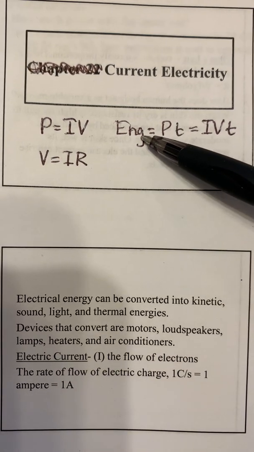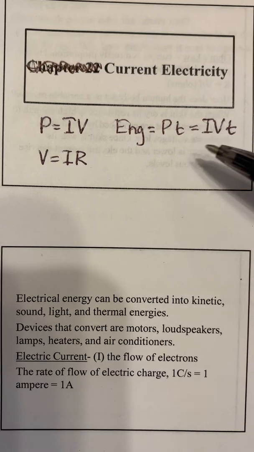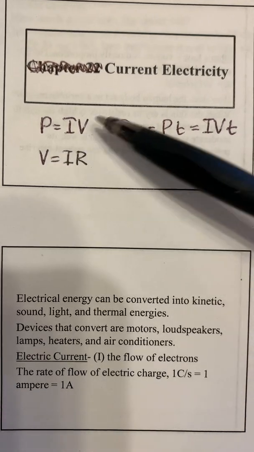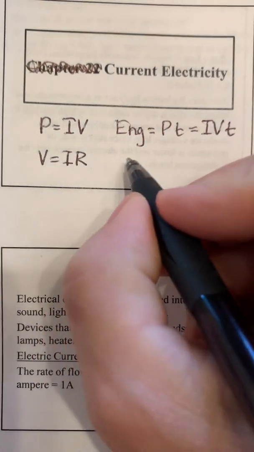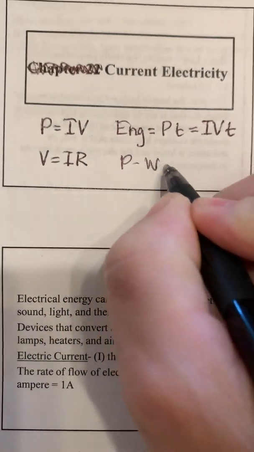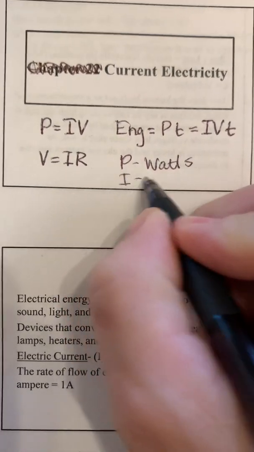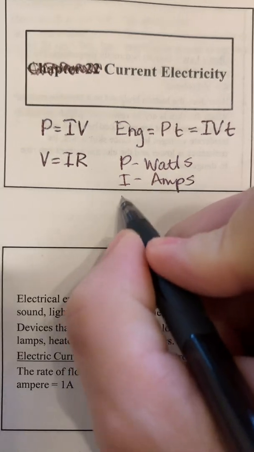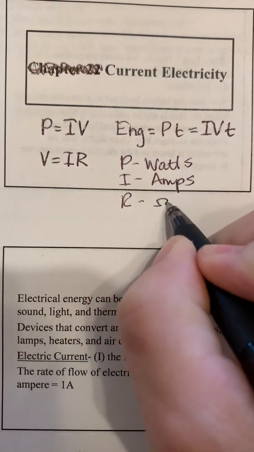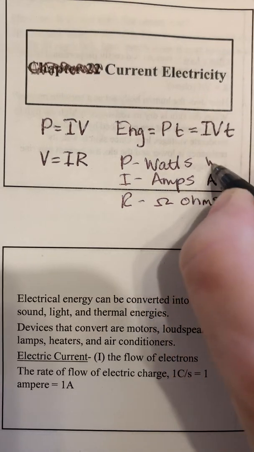And when you're trying to find the energy, you multiply the power times the time over which it's occurring. Or if you look, this is IV, so this becomes IVT. Now, power is in watts or kilowatts. Current is measured in amperes. And resistance is measured in ohms. So we usually use an A here, we use the W here.